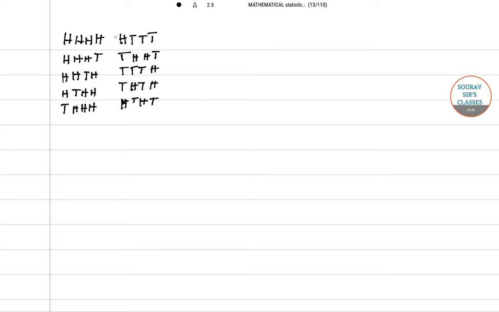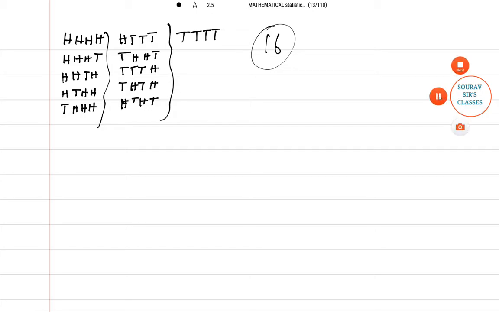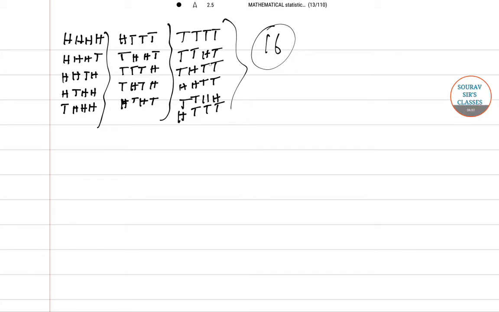So far we have been able to find 5 and 5, 10. So there will be 6 other possibilities that we have to find. So it can also be tail, tail, tail, tail. It can be tail, tail, head. So simply this way we can have all these 16 possibilities: 1, 2, 3, 4, 5, 6, 7, 8, 9, 10, 11, 12, 13, 14, 15, 16.